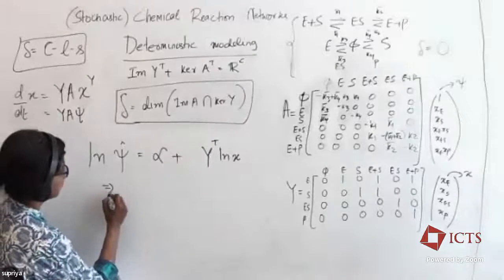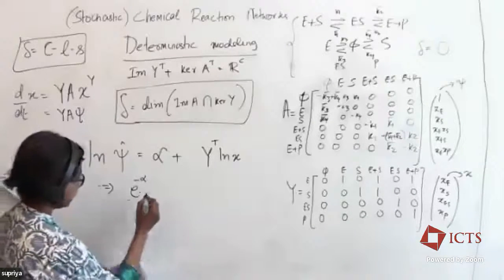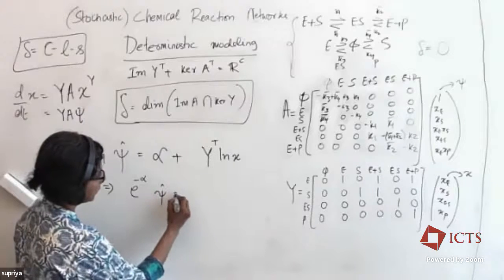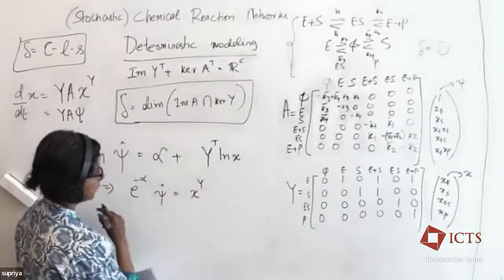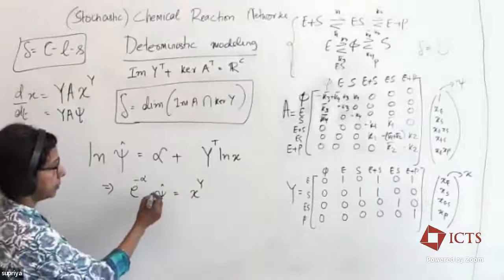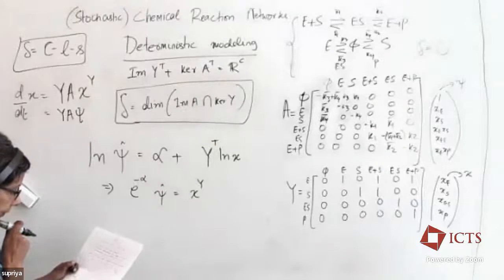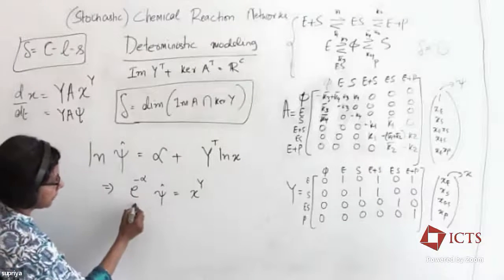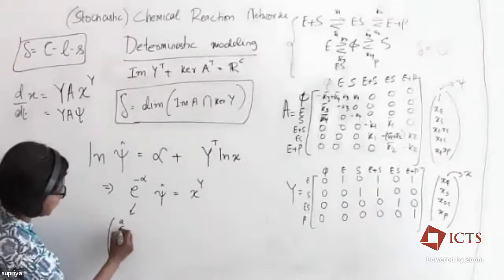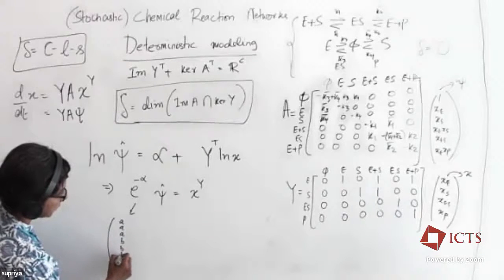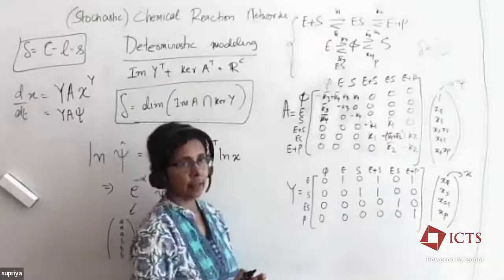So this implies e to the minus alpha psi hat, exponentiating both sides, is equal to x to the y. And so e to the minus alpha is a vector, in that particular case, that looks like this: A, B, B, B. It's a linear combination of the two vectors, okay?